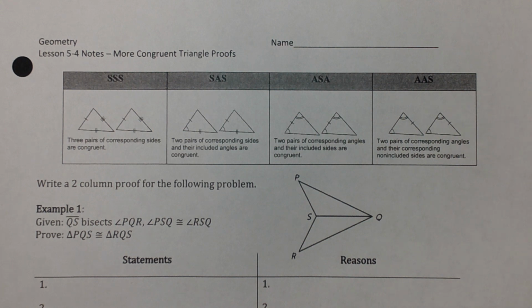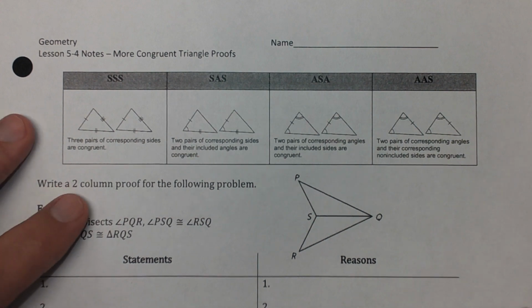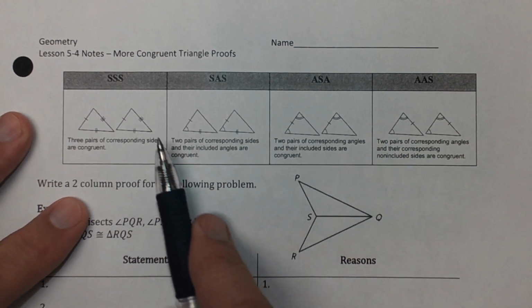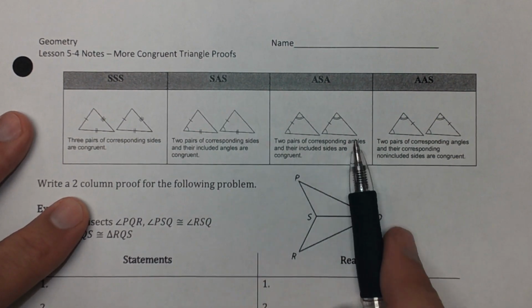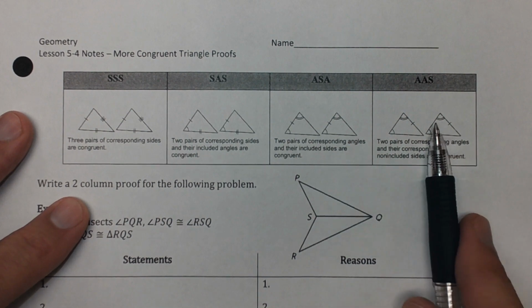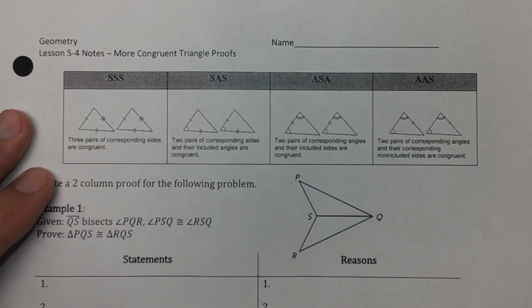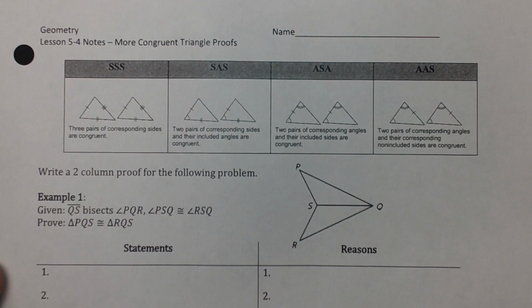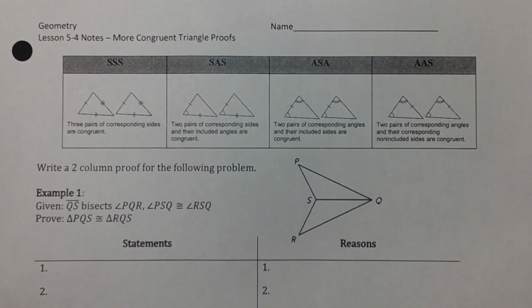Hello, today I'm going to go over the notes for lesson 5-4, and this is going over more proofs for congruent triangles. So you can see at the top we have 4 ways to prove triangles congruent: side, side, side, side, angle, side, angle, angle, and angle, angle, side. We're going to use one of those 4 ways in each of the proofs for this lesson today. So not only the notes but the homework, we'll all use them.